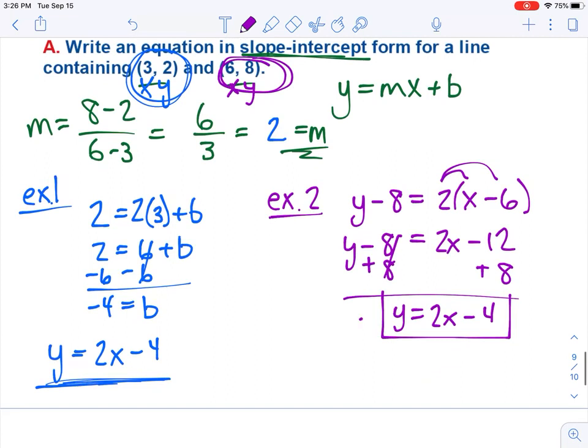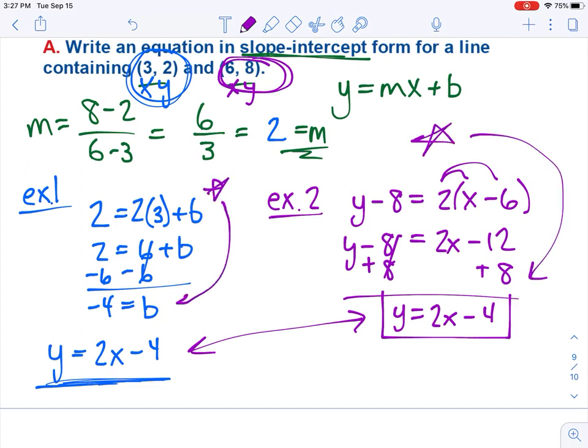So notice these do get the same thing whether we go from point-slope form to slope-intercept form, or we start with slope-intercept form and solve for b. We get the same thing.